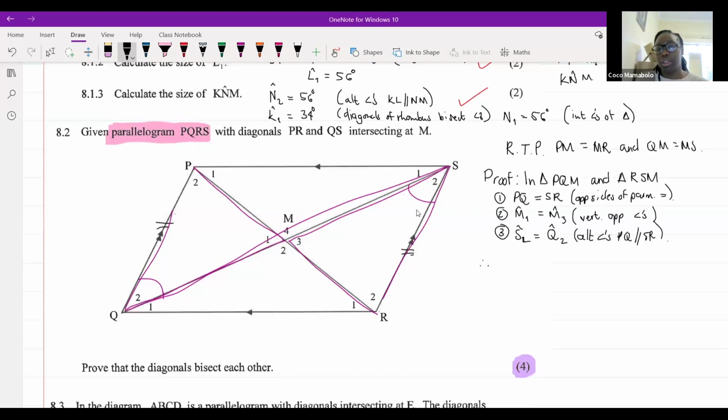Therefore, triangle PQM is congruent to triangle RSM. Can somebody give me a reason? What is the reason here for congruence? This is a side, this is an angle, this is an angle. I don't think it's side, angle, side. It would have to be an angle here, an angle there, and a side. It would have to be angle, angle, side.